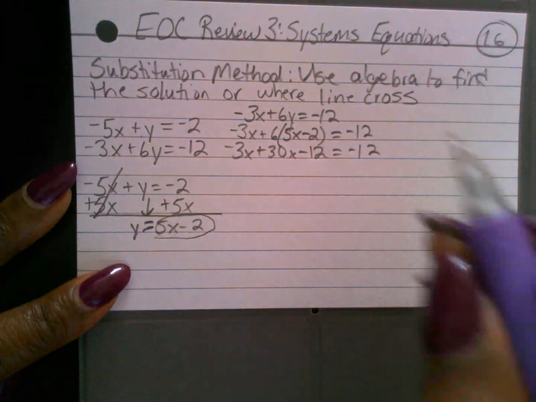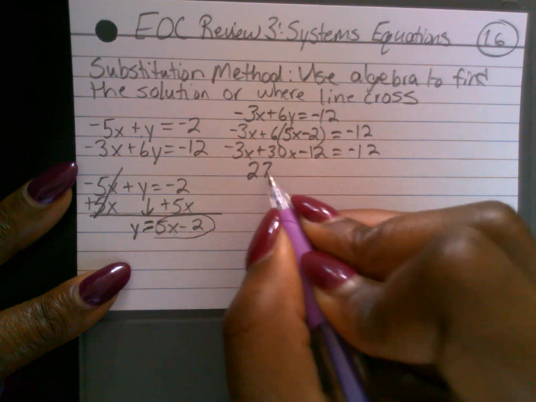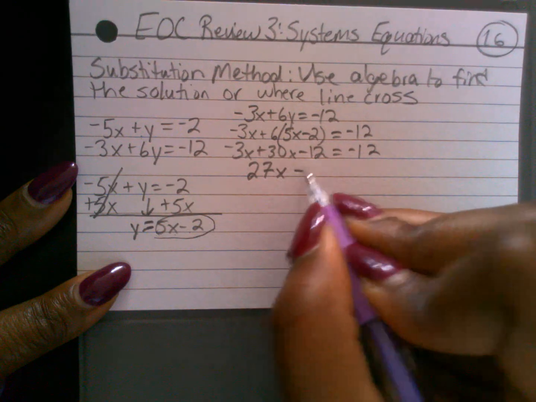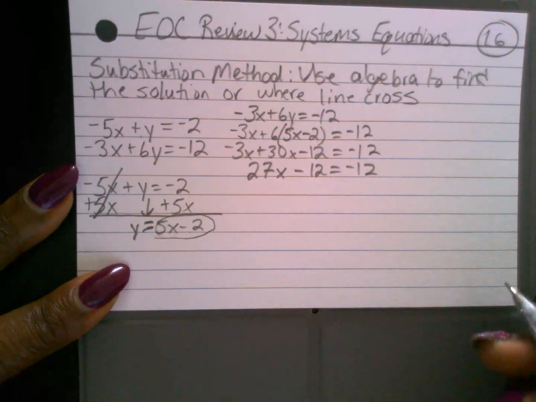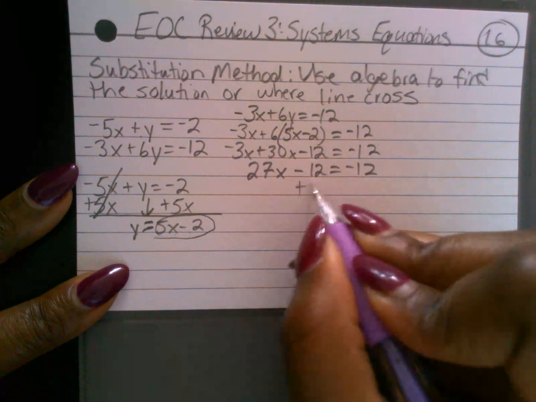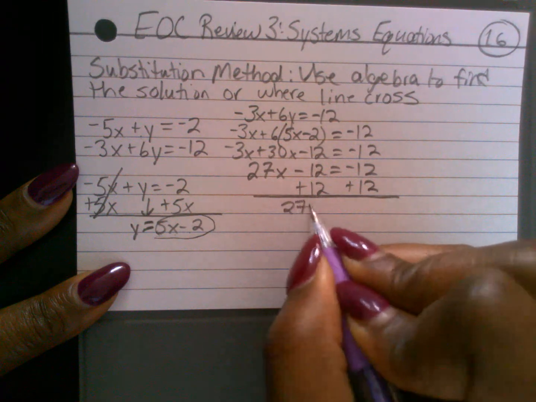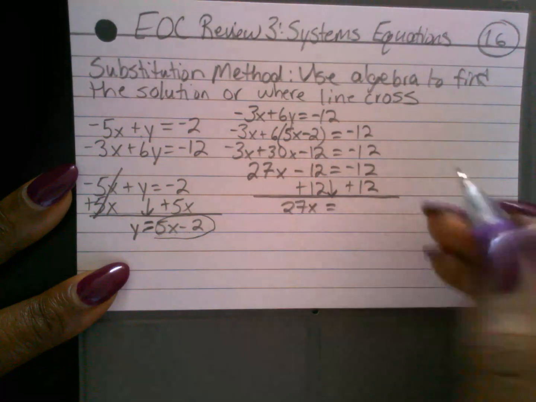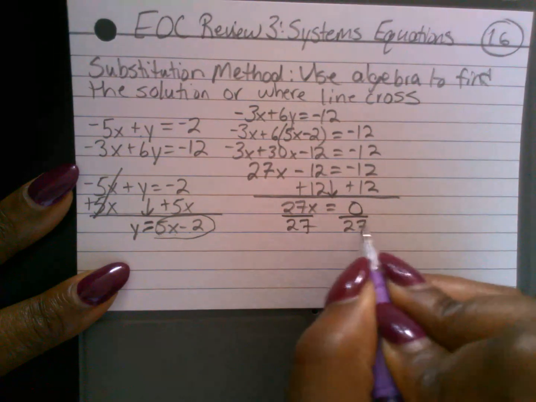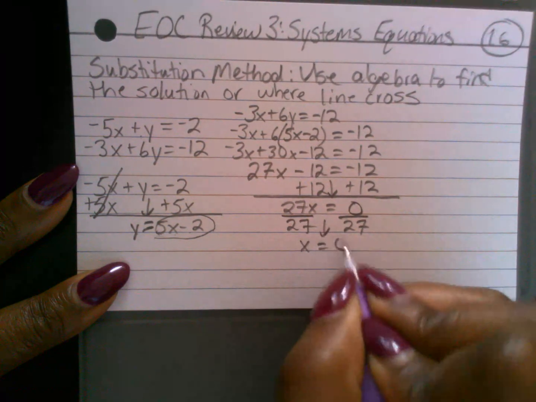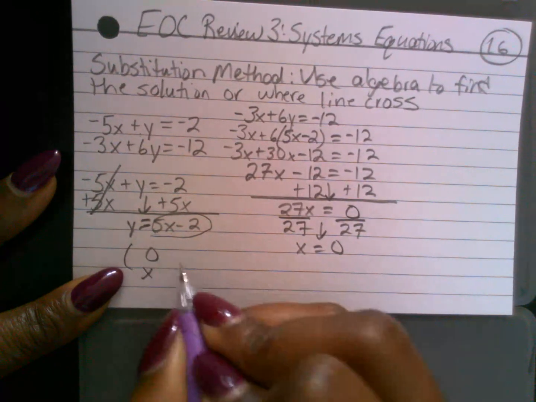Okay? So now, combine like terms. This gives us 27x minus 12. Bring everything else down on the other side. To get x by itself, you add 12 to both sides. So this is going to be 27x is equal to 0. I'm going to divide both sides by 27. So now what I have here is x is equal to 0. All right. So now my x is 0.